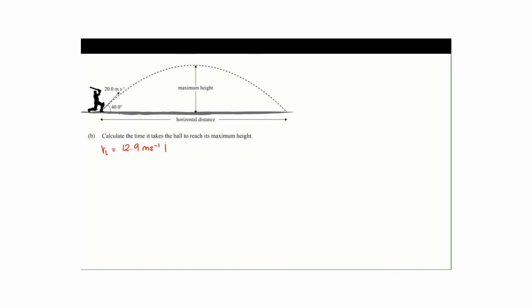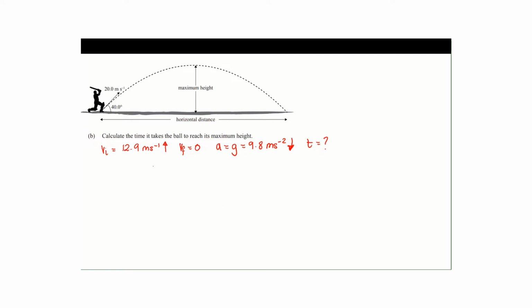We know that this velocity is going directly up. We know at the top, at the maximum height, Vf vertically will equal 0. And we also know that the acceleration will equal gravity, which equals 9.8 meters per second squared, and that is down. We want to know t. So now we've written down what we know and what we want to know, we have to choose an equation.